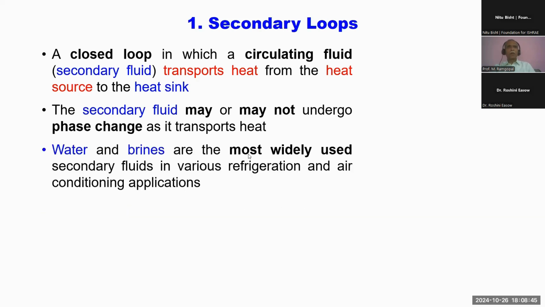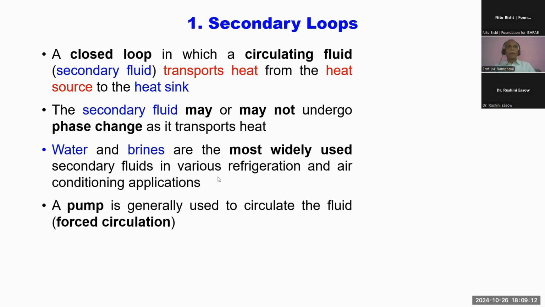Secondary loops are quite widely used in air conditioning and refrigeration systems, and in these loops, water and brines are the most widely used secondary fluids. For example, in all large air conditioning systems, we use water for transferring heat from the conditioned space to the refrigeration plant. And in many industrial refrigeration systems, brines are used when we require low temperatures, lower than 0 degrees centigrade. So secondary loops are very well known. Generally, most of the secondary loops that we use in industry and in air conditioning are forced circulation type. That means we typically use a pump for circulating the fluid.